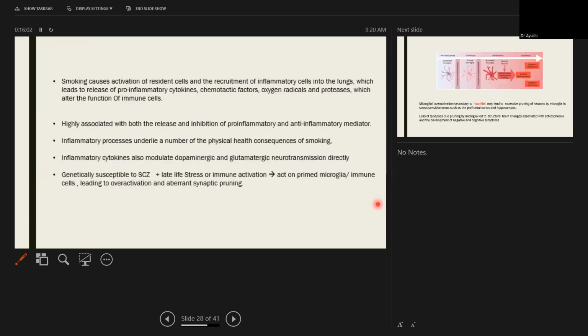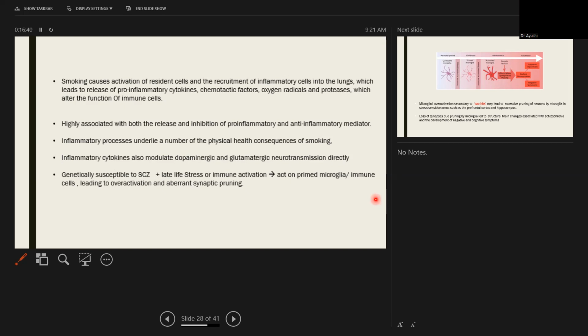Now, the second is smoking itself. Smoking can cause activation of resident cells and recruitment of inflammatory cells into the lungs, which leads to release of pro-inflammatory cytokines, chemotactic factors, oxygen radicals and proteases, which alter the functions of immune cells. Smoking is highly associated with the release and inhibition of pro-inflammatory and anti-inflammatory mediators, and inflammatory processes underlie a number of physical health consequences of smoking. Inflammatory cytokines also modulate dopaminergic and glutamatergic neurotransmission directly.